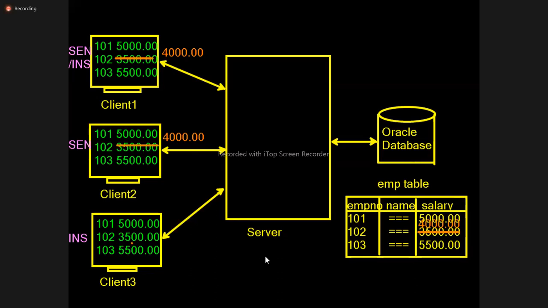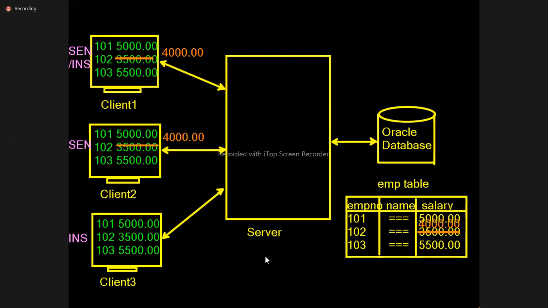If you want to see the latest data, you have to close this connection and send the request again, select star from EMP, then the new data appears. So if immediate effect is required, go for sensitive. If immediate effect is not required, go for insensitive.